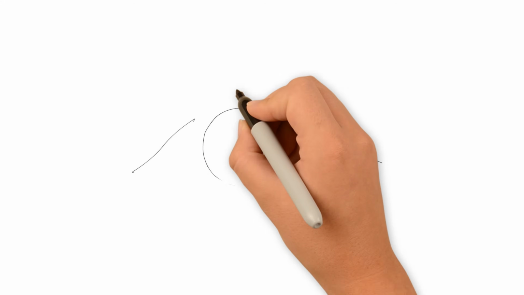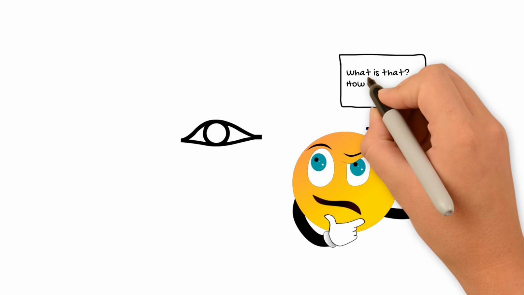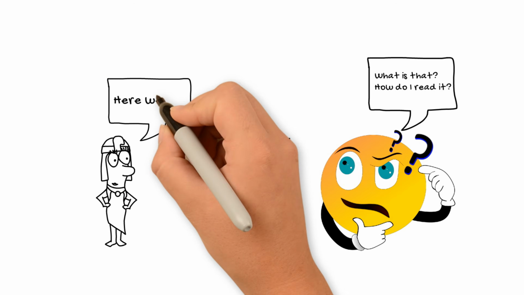So you probably recognize that this hieroglyph is a picture of an eye. But how was it used in ancient Egyptian to describe the pharaoh? That's what we'll learn in this video.